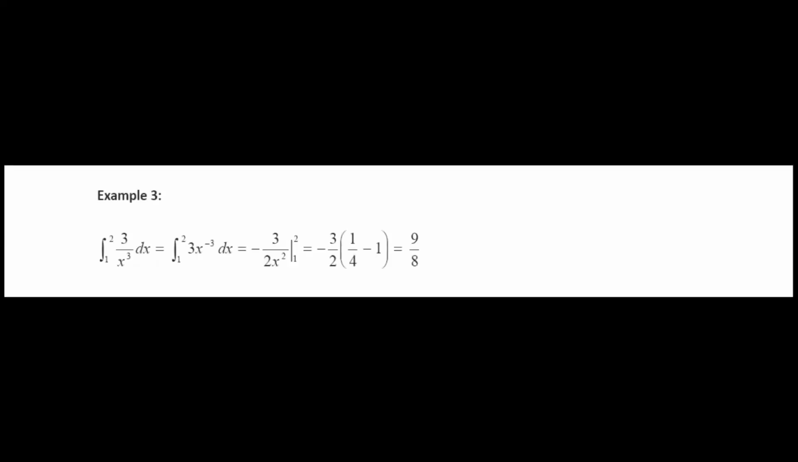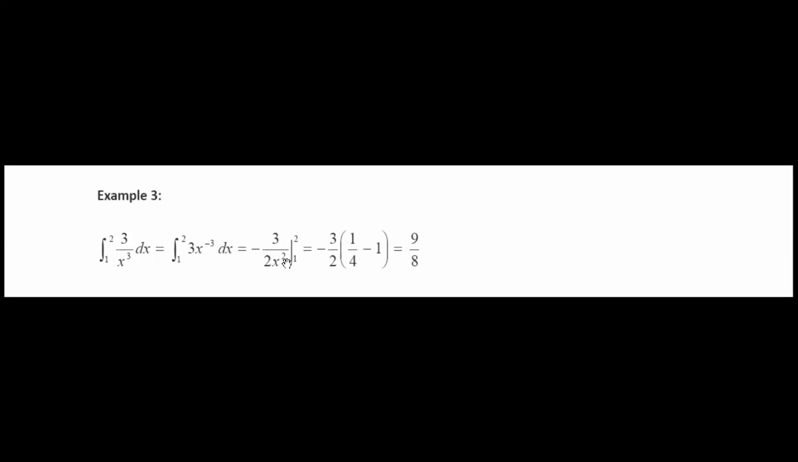Example 3. What we want to do here is recall what happens when you have 3 over x cubed. Well, the first thing you've got to do to integrate is write this as x to the -3 power. Now we're going to add 1 to the exponent and divide by the new exponent. We're not showing every step here. This gives you -3 over 2x squared.